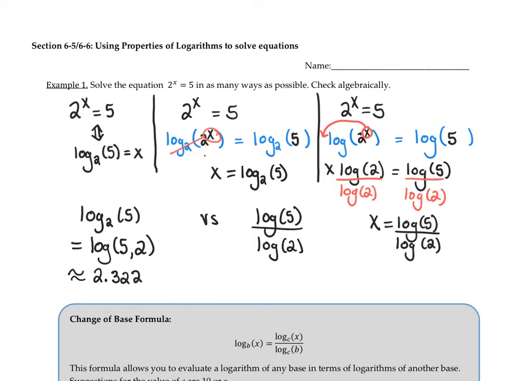If I enter this other expression into my calculator, I also get 2.322. So I end up getting the same answer for these, which leads me to conclude that it's not a versus, one versus the other. It leads me to conclude that these two expressions are actually equal. And that leads us to something that's called the change of base formula.